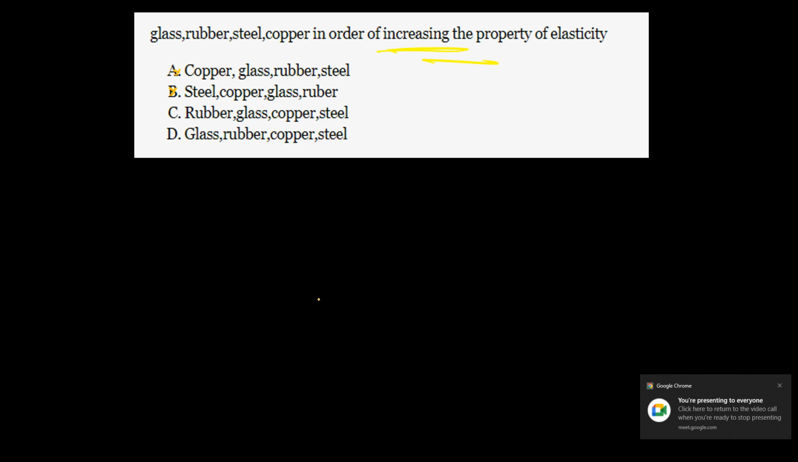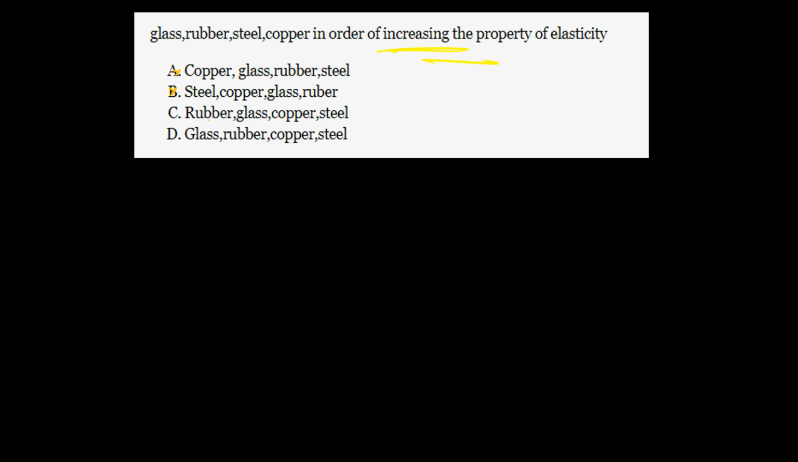Yes, here. Now, increasing property of elasticity. So, what should be the answer over here? Just by looking at it, copper and steel cannot be your answer, right? Because higher the Young's modulus, harder it is, and lower the Young's modulus, brittle it is. Option B. Okay. B. Glass. Yes. Either it can be C or D, right? It should be glass, rubber, copper, and steel.